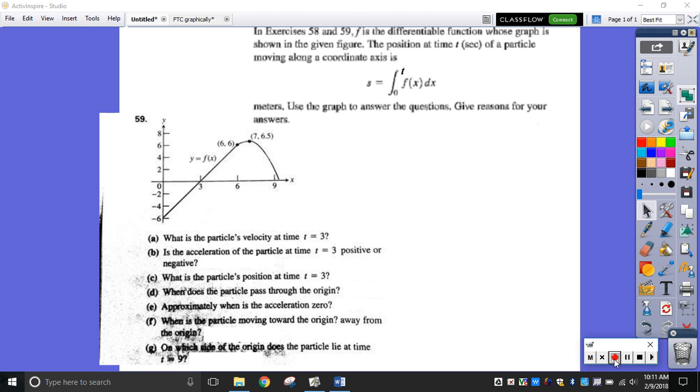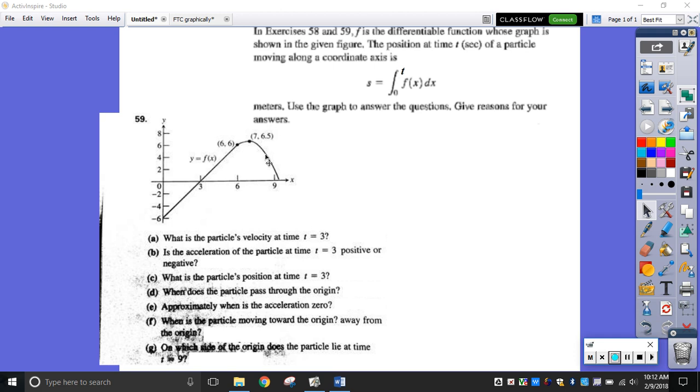So the example I'm going to use is out of Finney, Demana, Waits, and Kennedy's Calculus AP Edition Graphical, Numerical, and Algebraic textbook. It is number 59 from page 308, and the directions read, in exercises 58 and 59, f is the differentiable function whose graph is shown in the given figure. The position at time t seconds of a particle moving along a coordinate axis is s equals the integral from 0 to t of f of x dx meters. Use the graph to answer the questions. Give reasons for your answers.